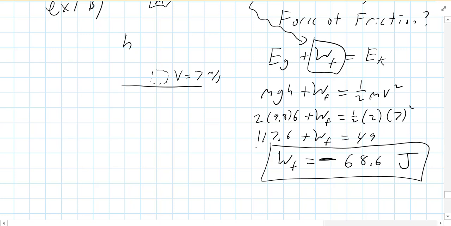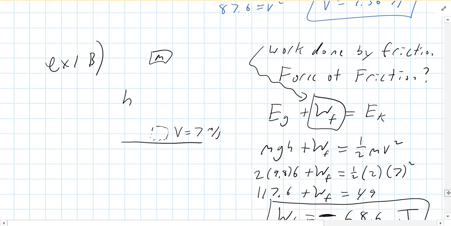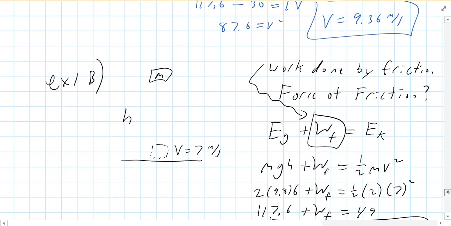Now, it should be negative. Friction's sucking energy away from the book and turning it into heat. So that's why you get a negative, and also the math gives you a negative. Now, finally, they ask for the force of friction. How much is friction? Okay.